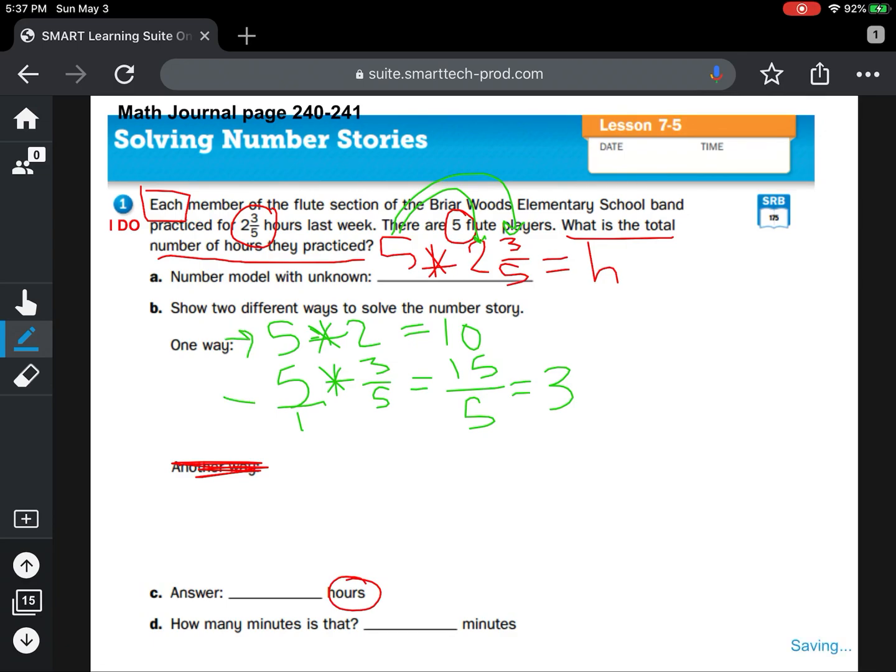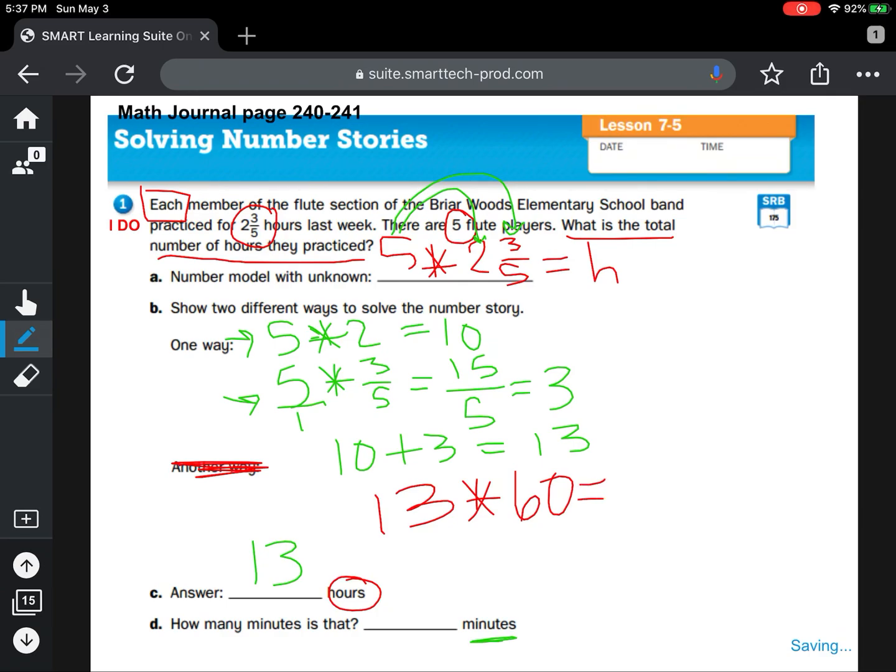Then we can put our 2 products together. 10 for the first product plus 3 for the second one equals a total of 13 hours. So those 5 band members, when you put their time together, they practiced a total of 13 hours. But the next part wants us to say that amount in minutes. So to go from hours to minutes, we need to multiply by 60. So 13 hours times 60 minutes in every hour will give us our next answer.